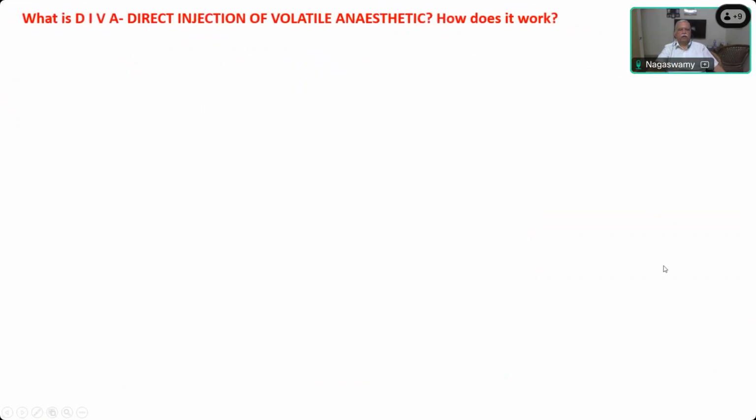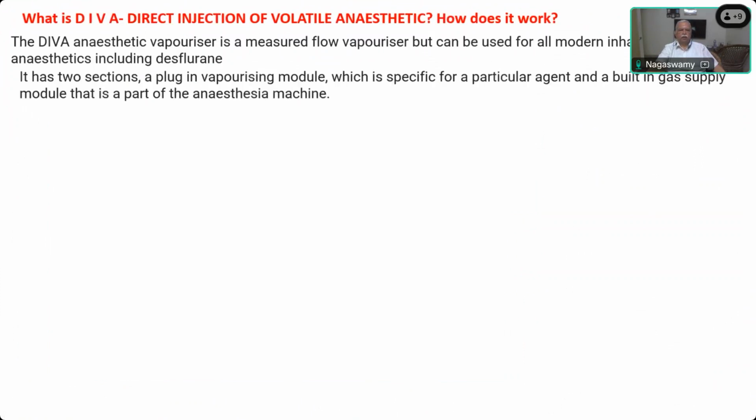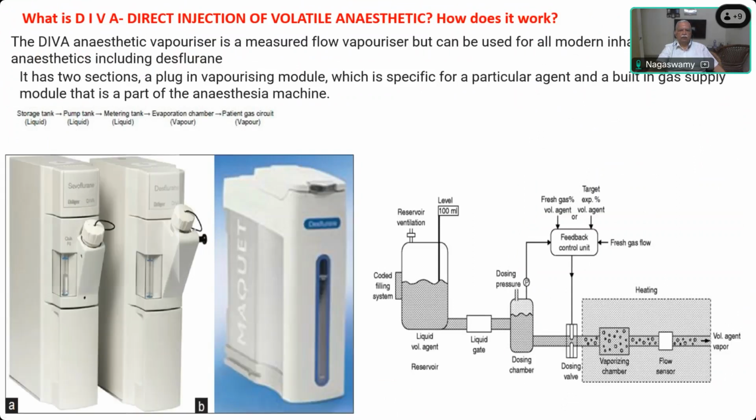And this is DIVA, direct injection of volatile anesthetic agent. This is the most modern. How does it work? The DIVA is a measured flow vaporizer, just like your desflurane one, and can be used for all the modern anesthetics, including desflurane. It has two sections: a plug-in vaporizing module for a particular agent, and a module that is part of the anesthesia machine. So this is the picture of that.